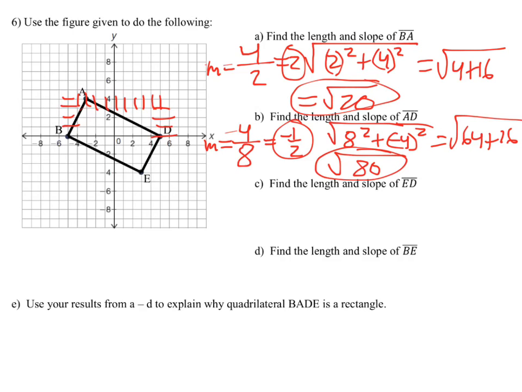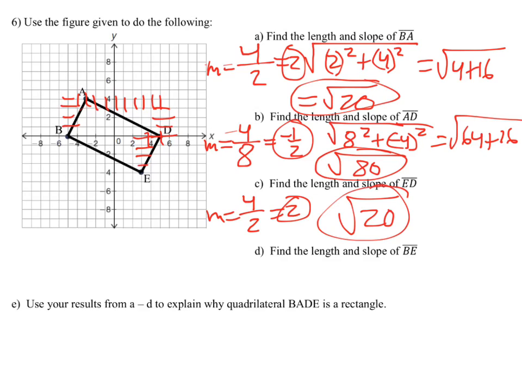Okay. So we got some slopes, some distances. ED here. If you get the same rise and run as the original one, you're going to have the same distance. And so, let's see, if you look at it, what's our rise? 1, 2, 3, 4. And the run is 1, 2. And so, yeah, the rise and run are the same. So slope's still the same, which is still 2. And that's going to make the distance the same. It's still going to be square root of 20, just like BA. We could go through the calculations again, but it's going to be the exact same.